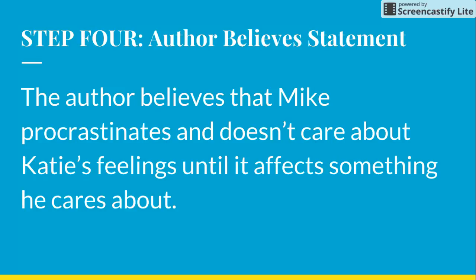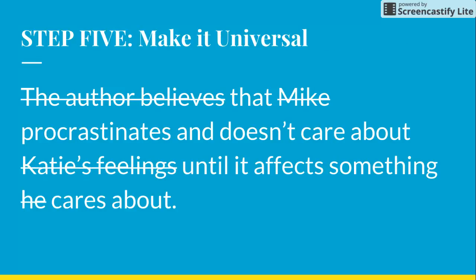So finally, what I need to do is make it universal. The way that I make it universal is I cross out the author believes, and I cross out anything that is only specific to this story. So the character Mike, the character Katie, and what I have left is that procrastinates and doesn't care about something until it affects something he cares about. I have to think about, how do I turn that into a theme?